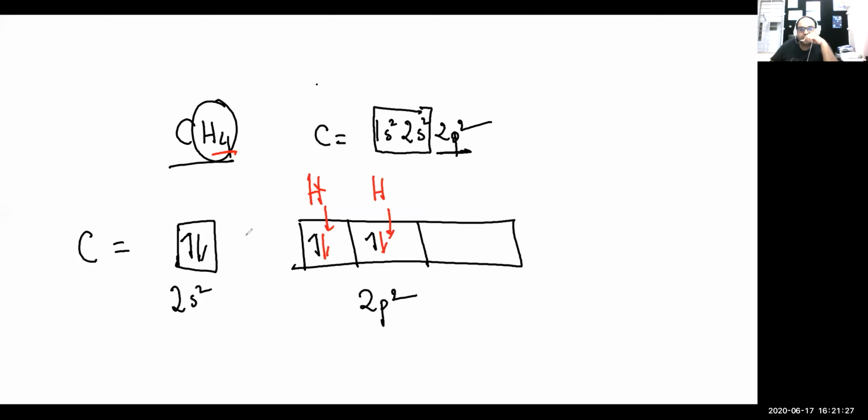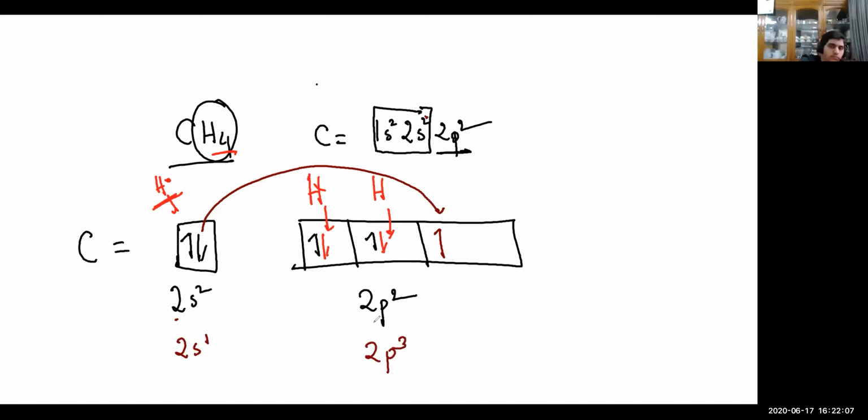Whenever hydrogen tries to come, hydrogen already has an electron. Do like charges attract or repel? Repel. Like charges repel. So what happens is one of the electrons jumps from the 2s to the 2p. So before it was 2s2 2p2, now what? 2s1 2p3.